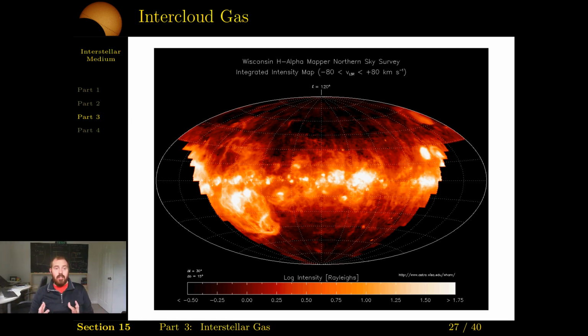Then we have things like the intercloud gas. So this is, once again, looking at the full range of the Milky Way, and we're just seeing the wide range of gas that's just glowing, right? And in the next few slides, we'll start talking about what's the source of their glow, and specifically what wavelengths of light they tend to glow in, or what temperature they're at.